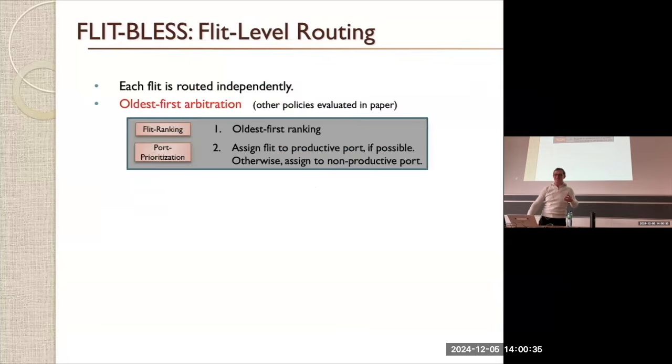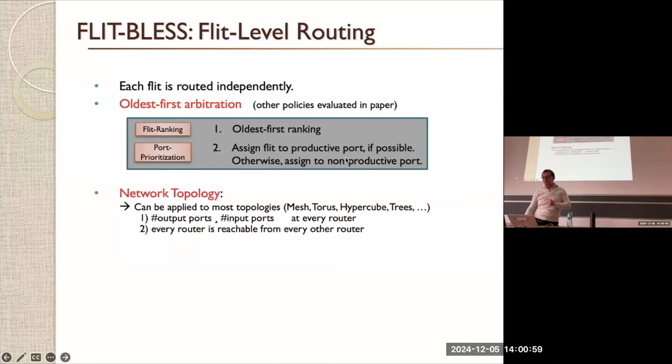Of course, these are not necessarily cheap. But essentially, each flit is routed independently. That answers your question. We do flit level routing. We do oldest first arbitration, which really guarantees livelock freedom, as we will discuss. Essentially, you have oldest first ranking when you rank the flits. You have some age in each flit. And then you assign the flit to the productive port if possible. Otherwise, assign it to a non-productive port.